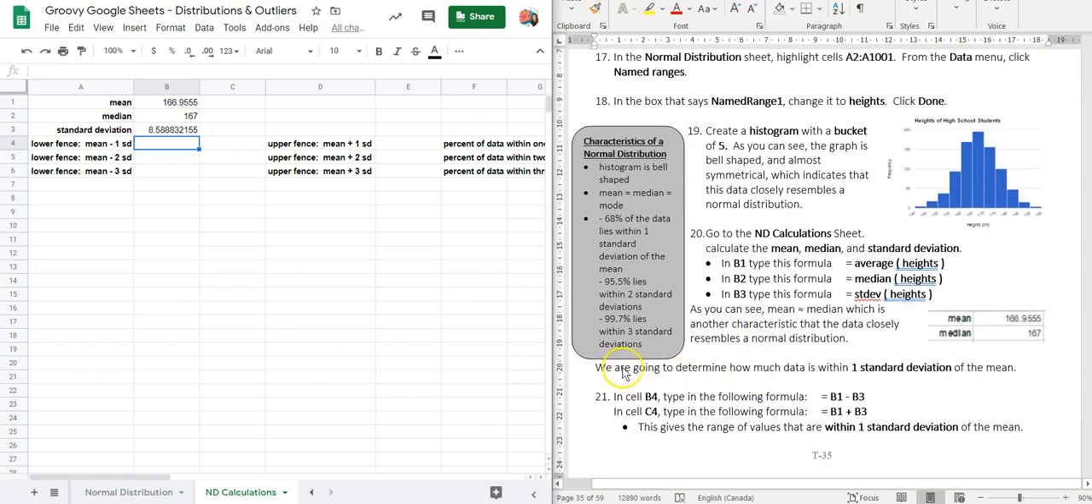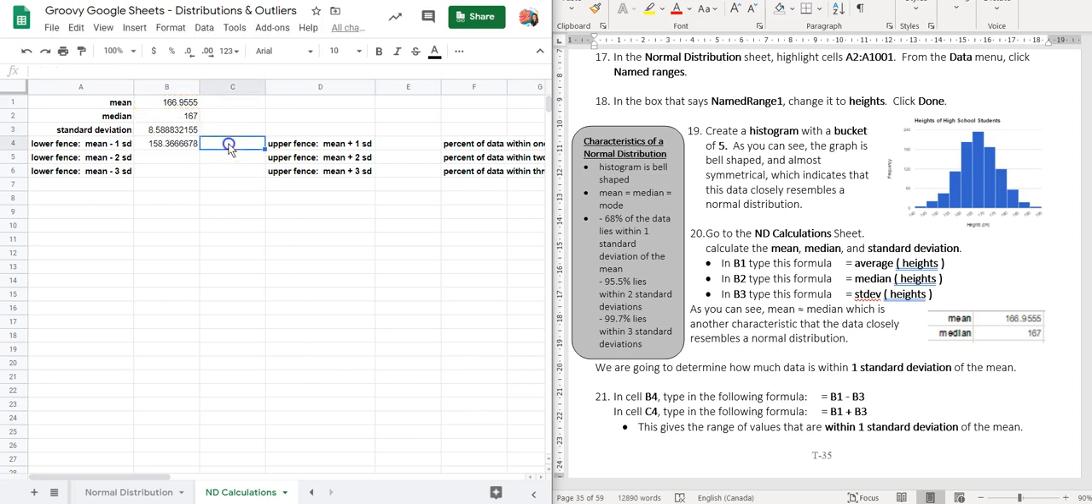Now what we're going to do is determine how much data is within one standard deviation of the mean. So your mean is 166.96 approximately, and we're going to calculate the mean minus the standard deviation. So we're going to take the value of the mean and subtract the value of the standard deviation, and that gives you 158.4 approximately.